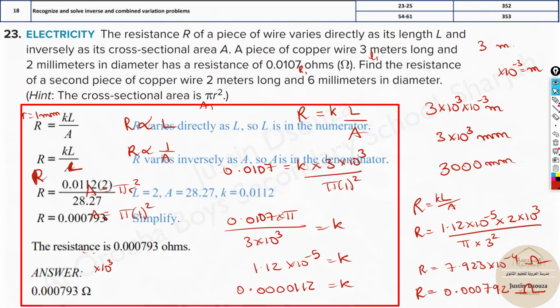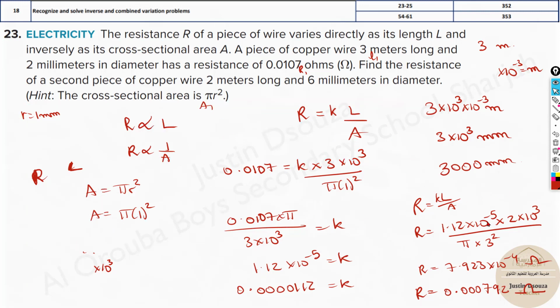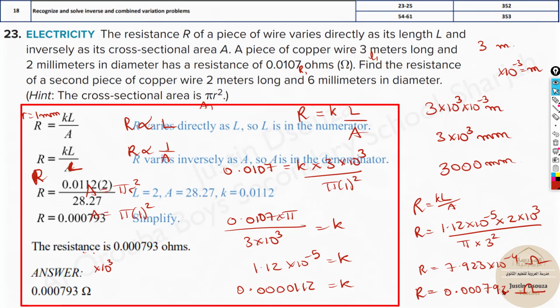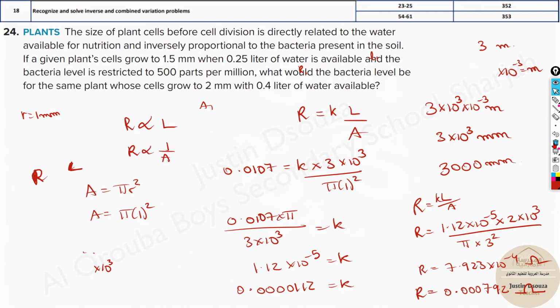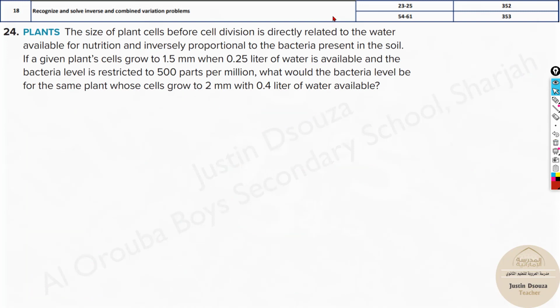And then, okay, they have done everything else right, I believe. They have substituted and the final answer is the same. But anyway, just refer to what I've written rather than that solution set. Only for this it is wrong, but the final answer is correct. Still the methods and steps are wrong. Now let's go through these problems quickly. I'll walk through them. The size of the plant cells before cell division is directly related to water available for nutrition and inversely proportional to the bacteria present in soil.